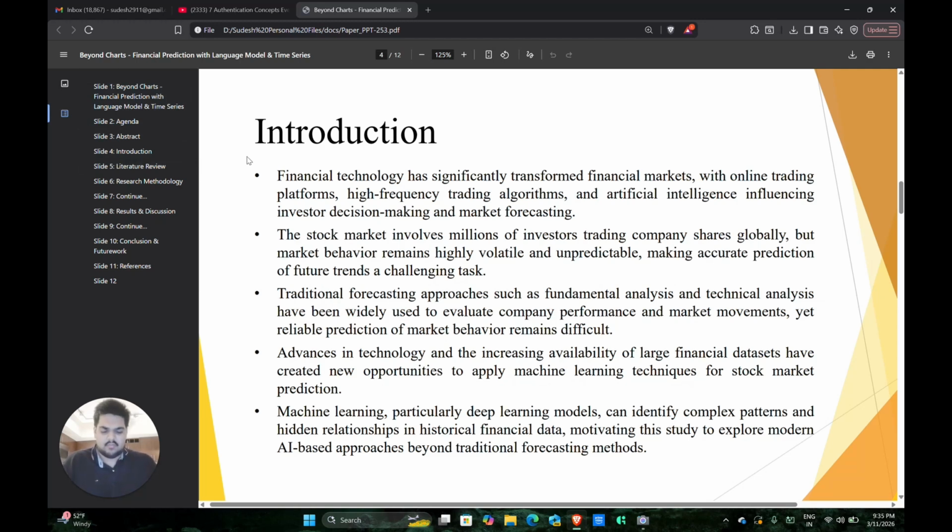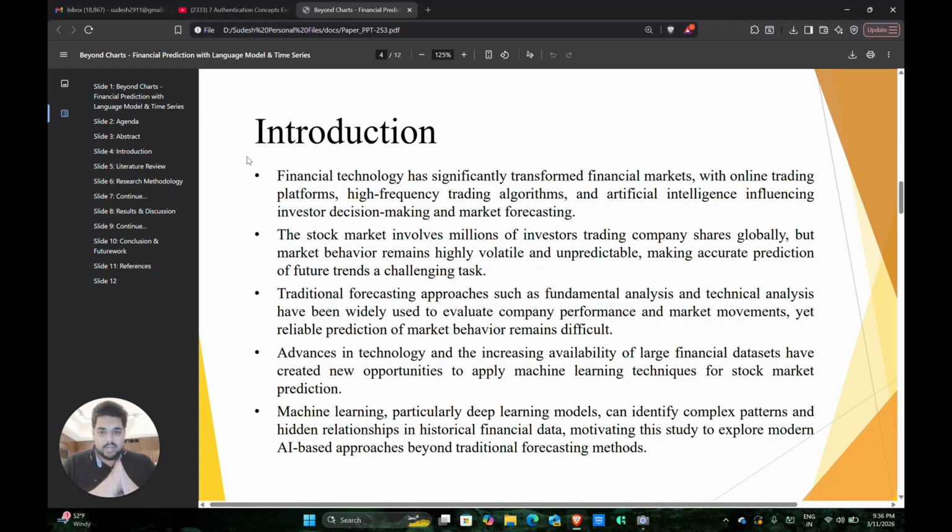So introduction. Let's go over some background. Financial technology, fintech, has transformed financial markets with online trading platforms, HFT algorithms, and companies which are based around HFT, and AI influencing investor decision making and also forecasting. The stock market involves millions of investors trading shares daily across the US, India, and other major markets like Europe. But market behavior remains highly volatile across geographical regions. One event somewhere else crashes the market in some other country.